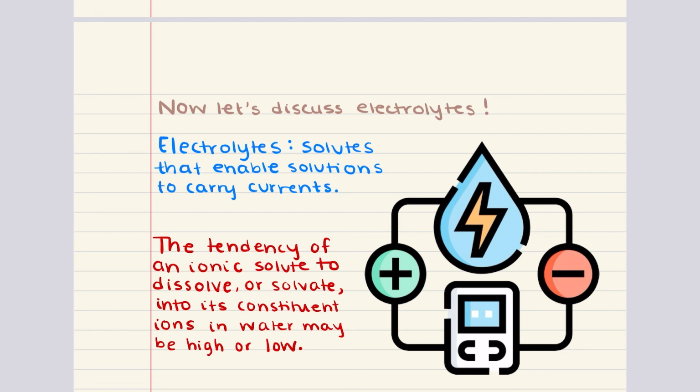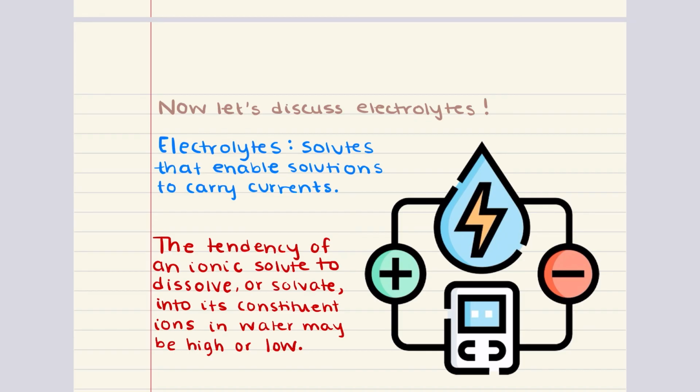Electrolytes are important in many biological processes, including nerve and muscle function, and they help maintain proper fluid balance in the body. Now, ionic compounds make good electrolytes because they dissolve most readily. On the other hand, nonpolar covalent compounds are the weakest because they do not form current-carrying ions. Now, the tendency of an ionic solute to dissolve or solvate into its constituent ions in water can be high or low. A solute is considered a strong electrolyte if it dissociates completely into its constituent ions.